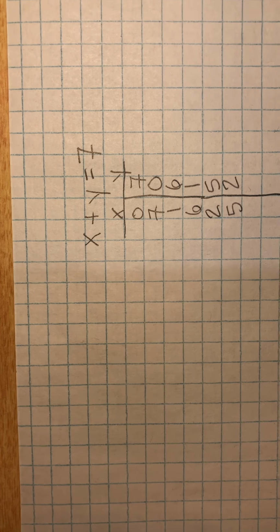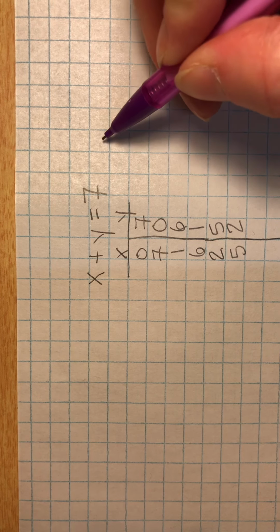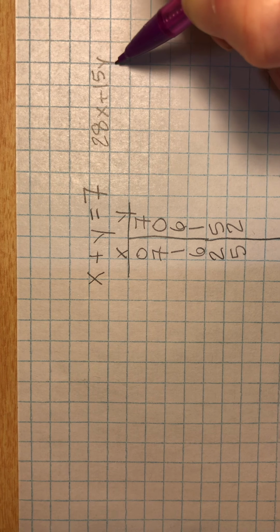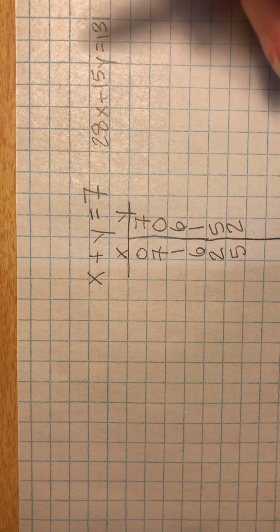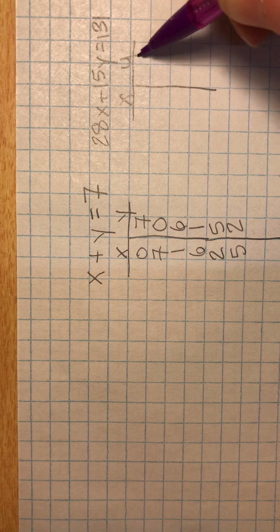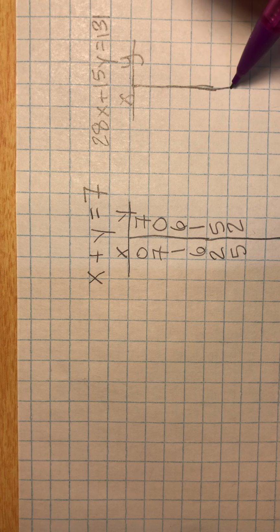which, if I can get this over, here we go. So the other equation is 28x plus 15y equals 131. So we have our t-chart, and you're going to get some decimals in here, and that's okay, because we can kind of estimate those, and then you're going to have a definite one that you're going to go through.